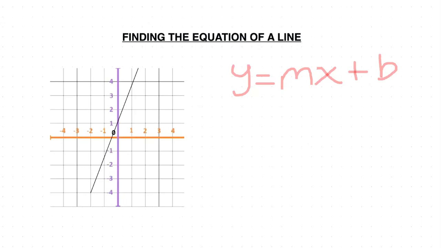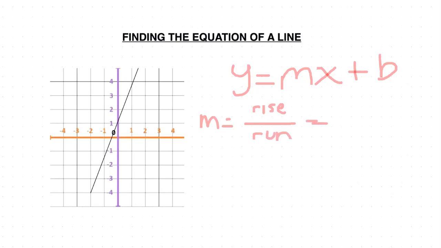Okay, so let's take a look. M is equal to the slope, right? And slope is equal to rise over run. What that means is how much the y-axis changes compared to how much the x-axis changes. So let's take a look at this example over here.